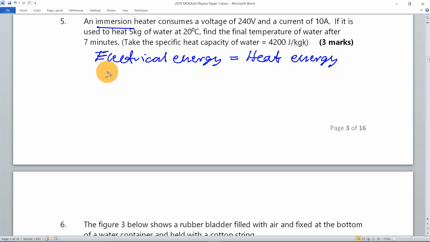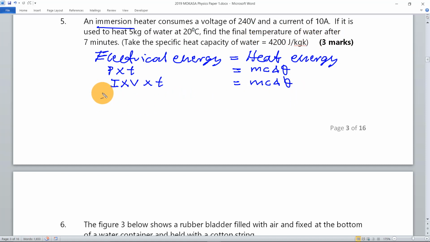Now, electrical energy will be given by the power of the heater times the time through which the heater is on. So this one will be equal to the heat energy absorbed by the water, which will be equal to mc delta theta. The power of the heater is current times voltage, of course, times the time, because we are talking about electrical energy, is equal to mc delta theta.